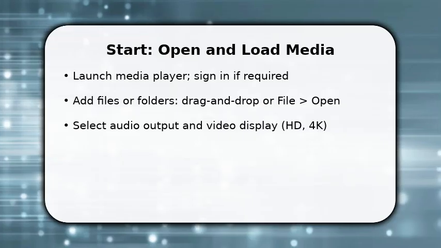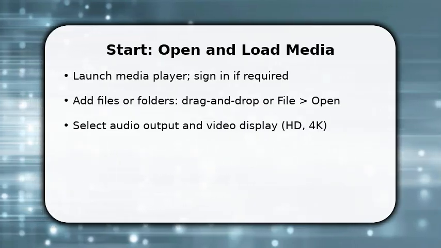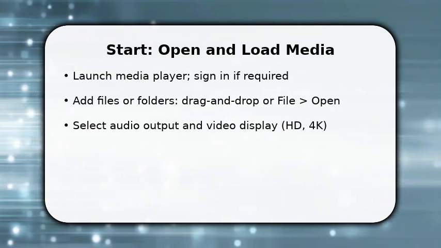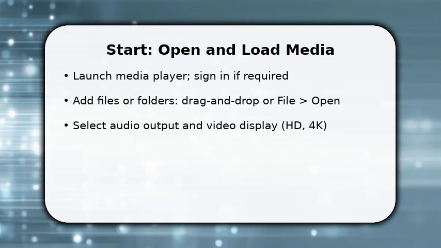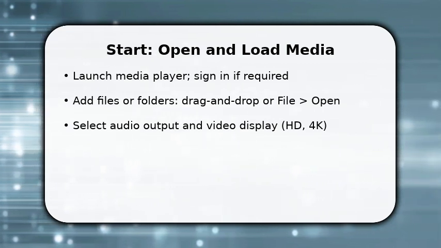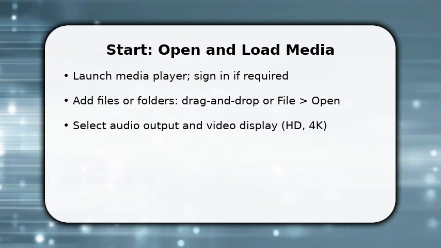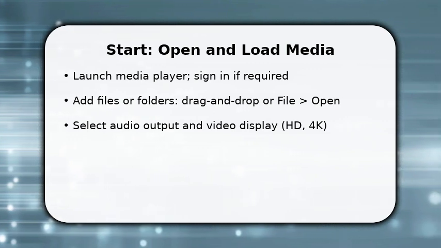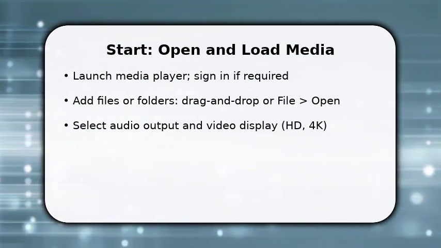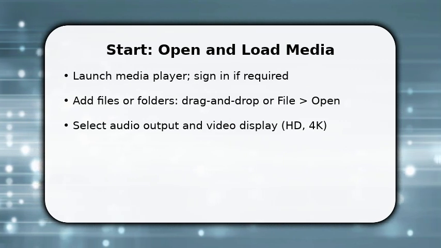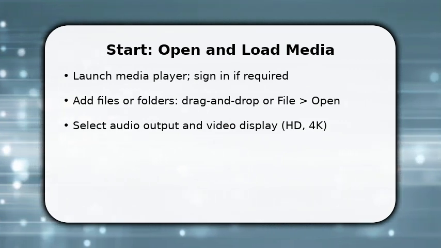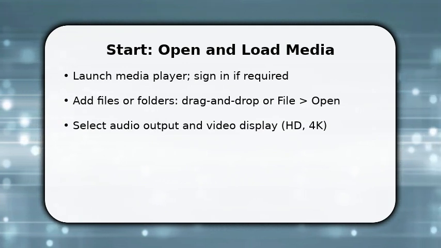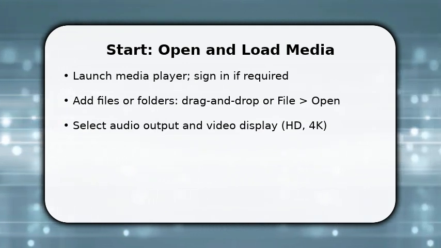You'll begin by opening the player and loading your media so playback can start immediately. First, add files or folders using drag and drop or the file menu. This speeds up batch loading. Next, pick the correct audio output and video display to match your monitor or speakers, because playback quality depends on device selection. Once done, verify the file shows in the playlist and press play to confirm the player decodes the format. This proves the prerequisites are set, and you can proceed.